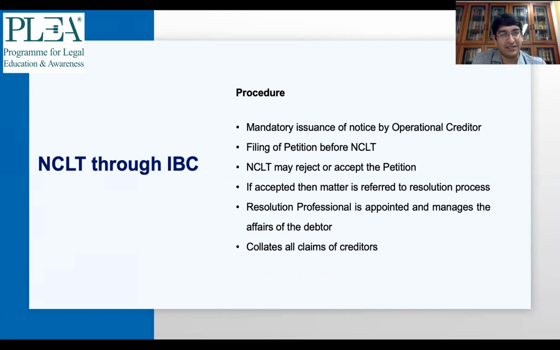Then you file a petition before NCLT, and if the NCLT feels that it seems like a straightforward transaction, not disputed by the debtor, then the NCLT may accept or reject. So if it feels it's disputed, it's going to reject the petition. And if it feels it's a proper, straightforward, clean transaction, it will accept the petition.